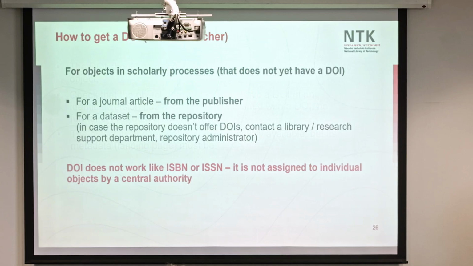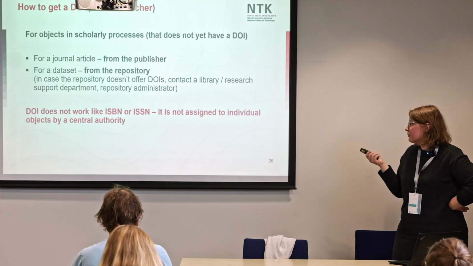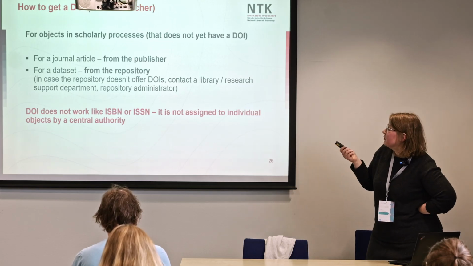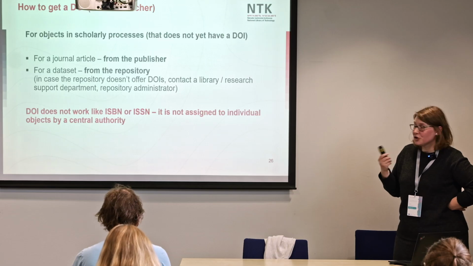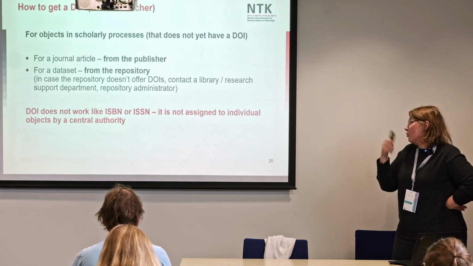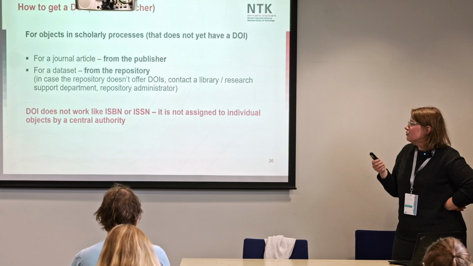And how can you get a DOI as a researcher? Once again, for objects that do not yet have a DOI. For a journal article, it's going to be the publisher that's going to assign the DOI. For a data set, you're going to get it from the repository. If the repository that you want to use does not offer DOIs, we typically advise to contact your library or research support department or the repository administrator to gain some guidance.